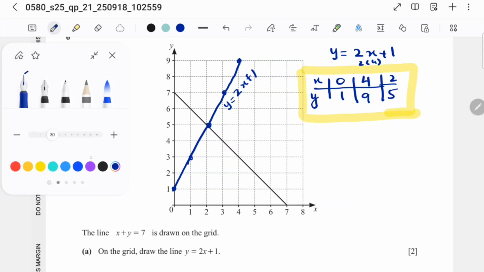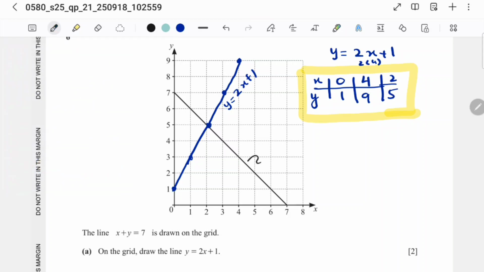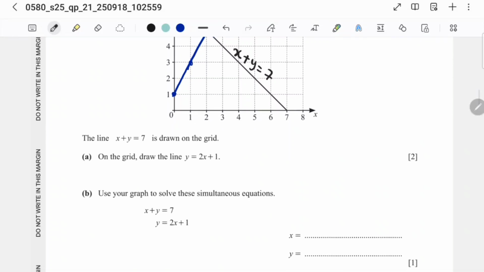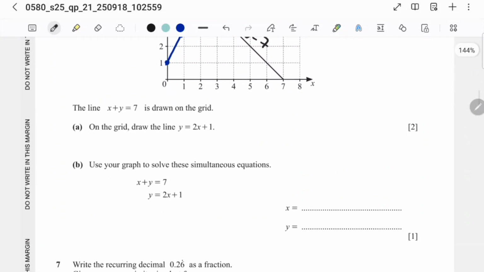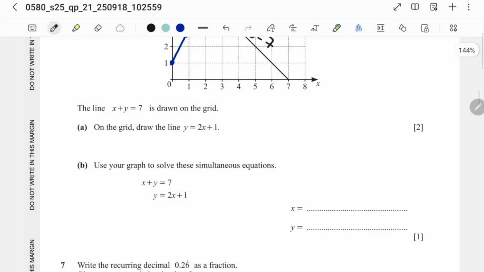Another line which is already drawn is x plus y equals 7. Okay, now after drawing it, it's worth 2 marks. They're asking us to use your graph to solve these simultaneous equations. x plus y equals 7 is one of the lines, and y equals 2x plus 1, and this is just a 1 mark question. We just have to see the point of intersection graphically of these two lines.